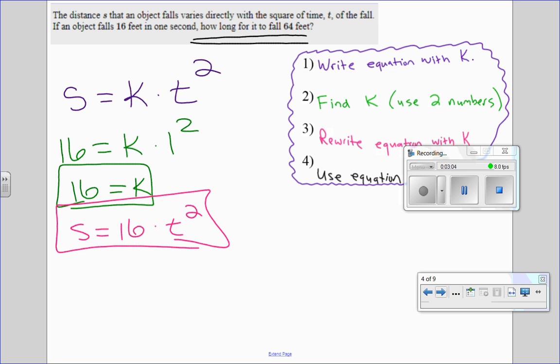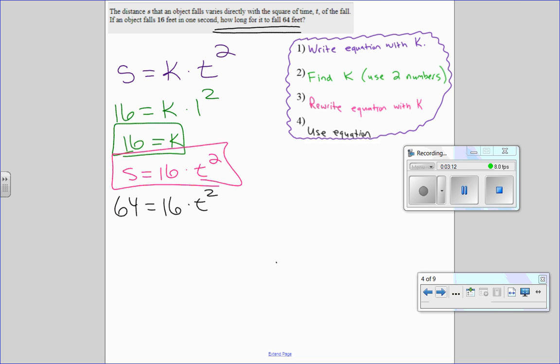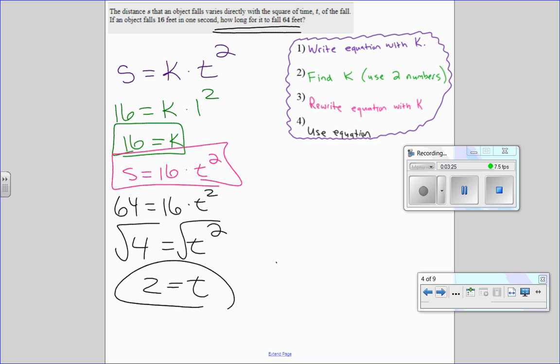How long would it take to fall 64 feet? A little different. We're given the distance and we're solving for time. So this is going to be my setup. When I divide 64 by 16, I get 4. And then when I square root both sides, I get 2. So that answer would be 2 seconds.